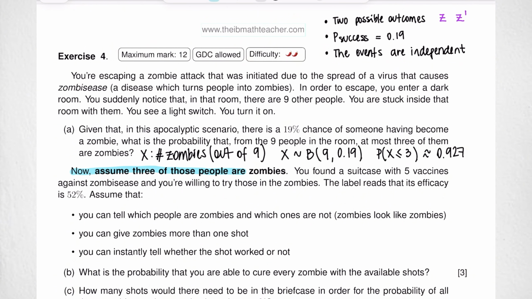Now let's say that 3 of those people, they are zombies. You found a suitcase with 5 vaccines against this disease and you're willing to try it in these zombies. The label reads, the efficacy is 52%. Some assumptions for this exercise. You can tell whoever's a zombie. If you need, you can give zombies more than 1 shot, and also you can instantly tell whether the shot worked, meaning they suddenly stop becoming zombies. So they're not zombies anymore. They look like normal people.